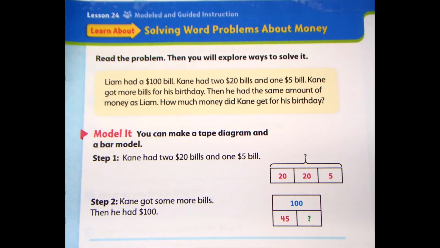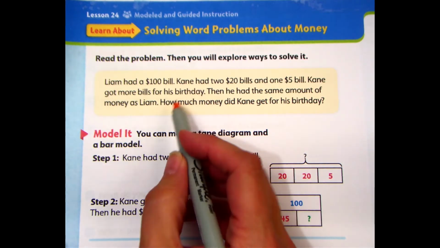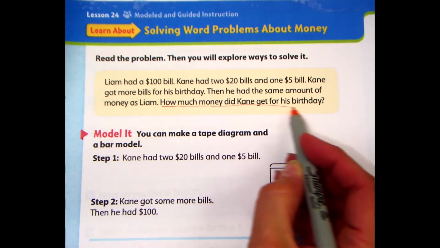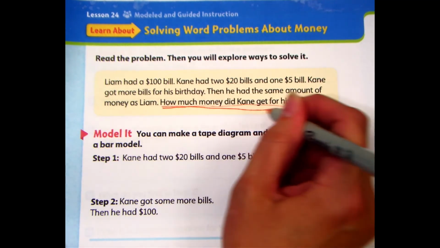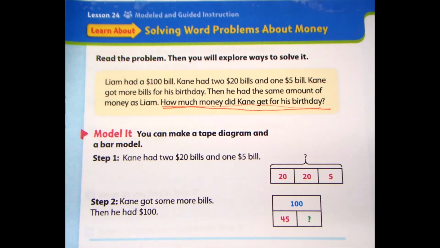Okay, so what is this problem? What does it want us to do? What is it asking? Okay, yes, the question, it wants to know how much money did Cain get for his birthday? That's what we are trying to figure out. That is what we have to solve for. So we need to go back and look at the information we have.